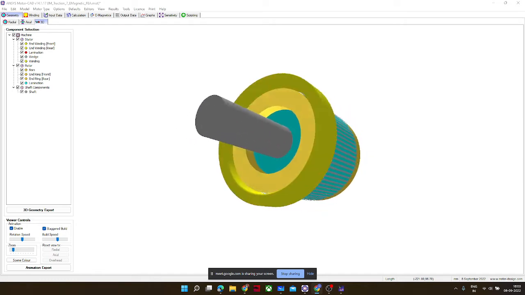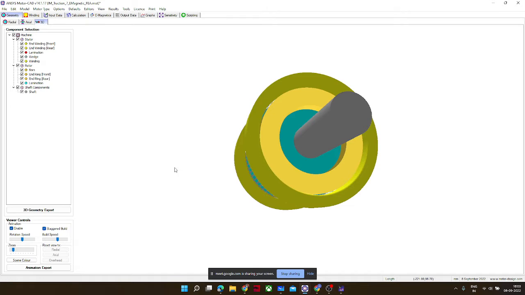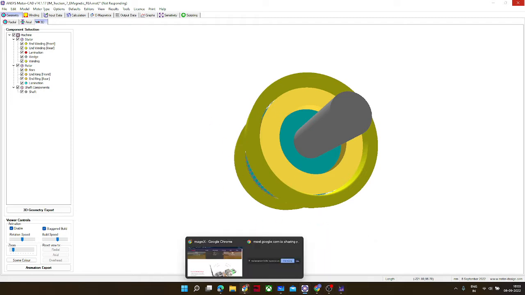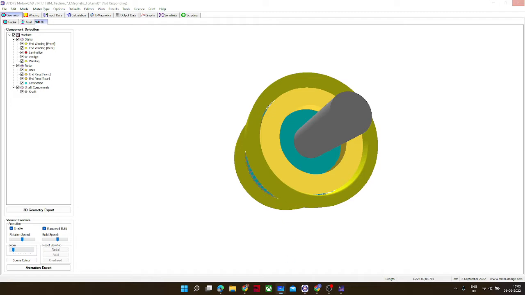Yeah, thanks. So this is a typical induction motor, which we will use in problem solving also, but it is very important to visualize the machine. Till the software responds, let me read the question that was given.